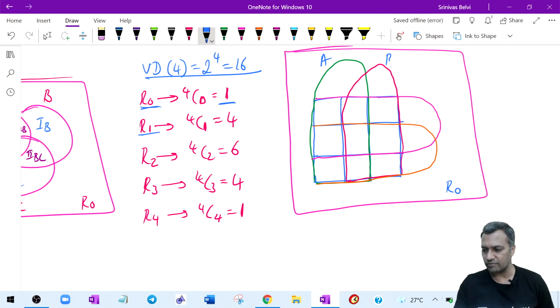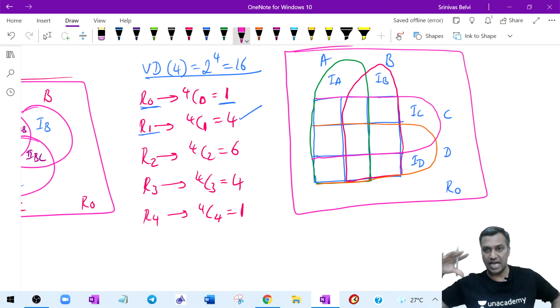If it is a survey for 4 magazines, A, B, C, and D, this is only A. I'm showing these 4 numbers here. This region is only B. This comes under only C, and this comes under only D. You should know them. This diagram should be in your mind.